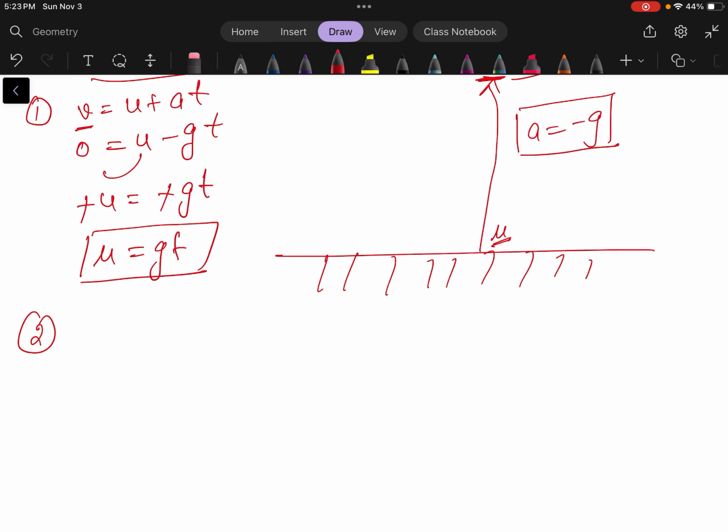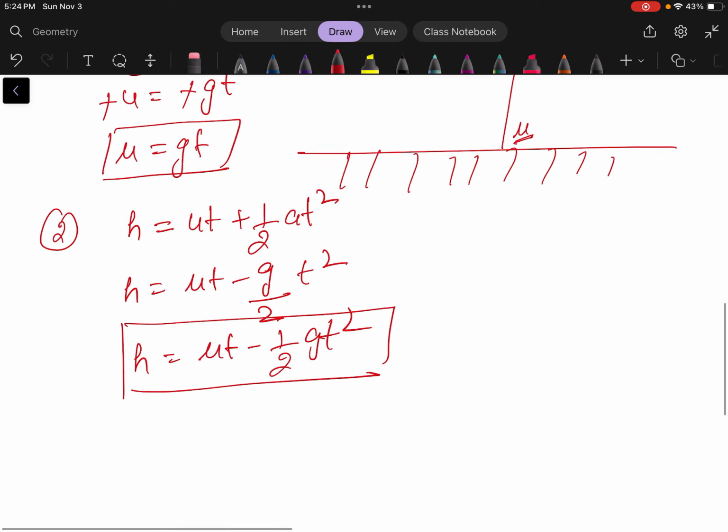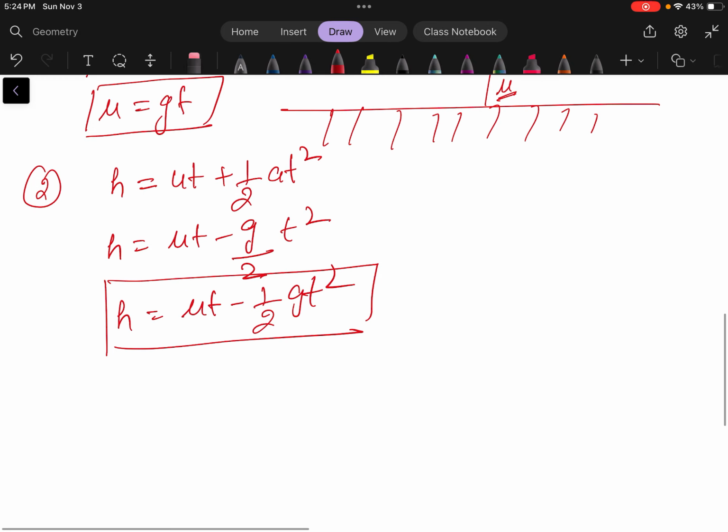The second equation is s, the distance, which we write as h, is equal to ut plus 1 upon 2 at square. Normally this is our equation. Now we substitute the value, with acceleration equal to minus g, so ut plus (minus g by 2) t square. So the height h is equal to ut minus 1 upon 2 gt square. This is the second law of motion when we throw a body in the upward direction.